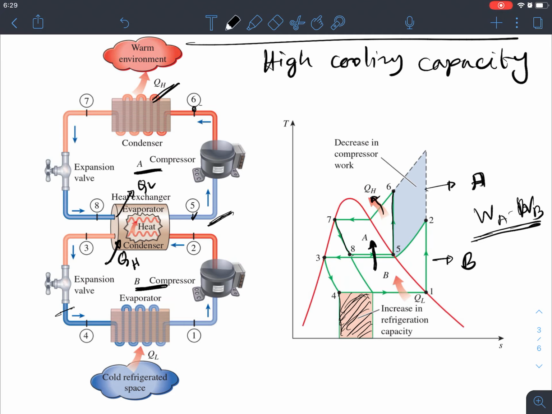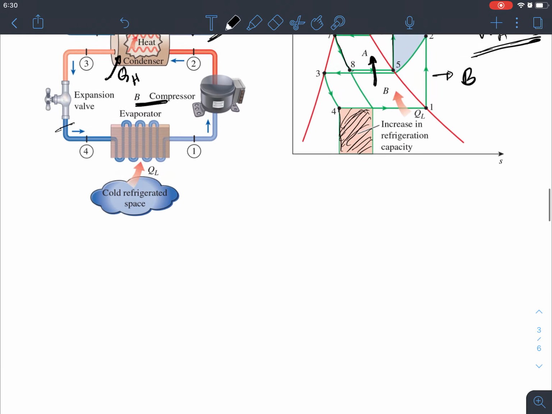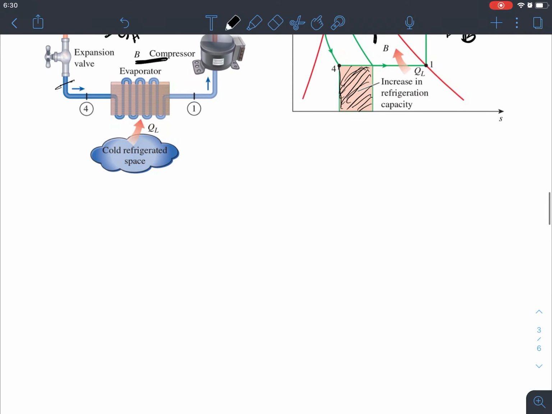So that means if we have this type of configuration, or if we have multiple compressors, then we call this type of system a cascade refrigeration system, right? So this would be the cascade refrigeration system.